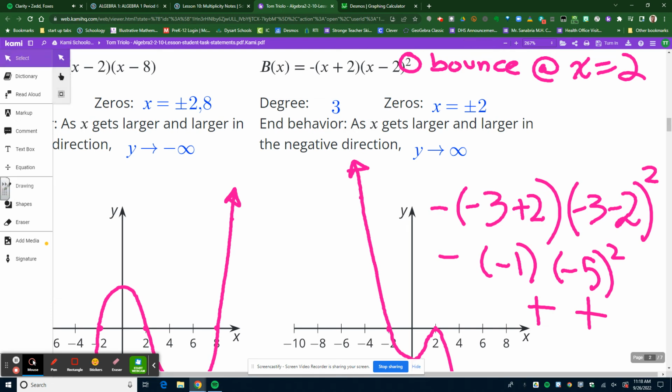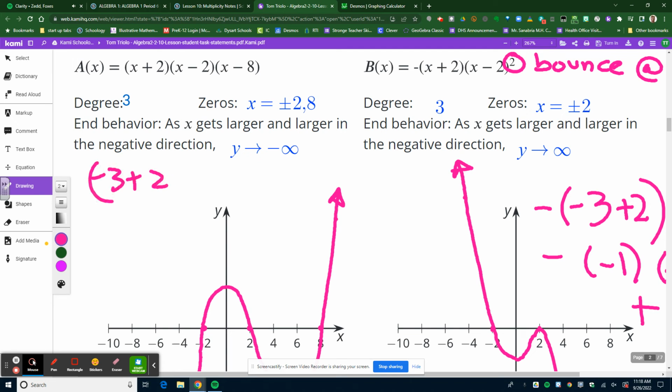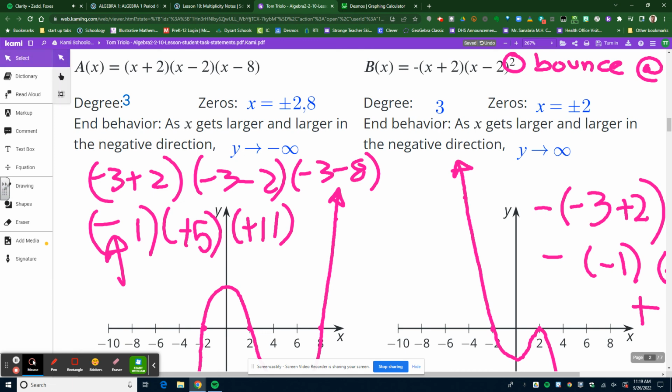Oh, sure. Okay, so if we look here, same idea. So negative 3 plus 2, negative 1, negative 3 minus 2, negative 5, and negative 3 minus 8 is negative 11. So now I have a negative times a negative times a negative. Any two of them combine to make a positive, but I'm always going to end up with a negative on the other. Okay? Good questions. Any other questions so far?